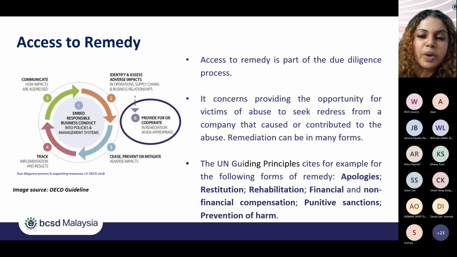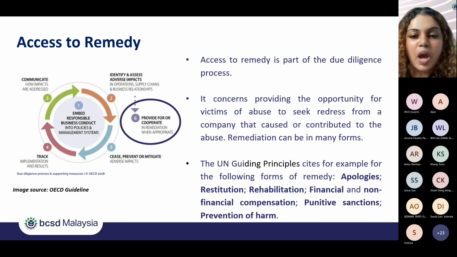Access to remedy is also about having processes in place, participating in or being part of the mechanisms through which your stakeholders can actually inform the companies about potential issues in their own operations or supply chains, and which allow potential victims to be heard and also to be taken seriously.